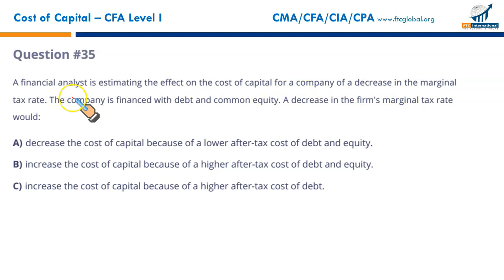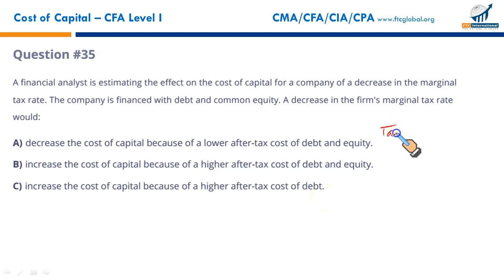a decrease in the marginal tax rate. Decrease in marginal tax rate. How would it affect the cost of capital? Of course, when the tax rate goes down, the effective cost of debt will go up. It will affect the cost of debt. If the tax rate goes up, let me give you an example of what I want to say.